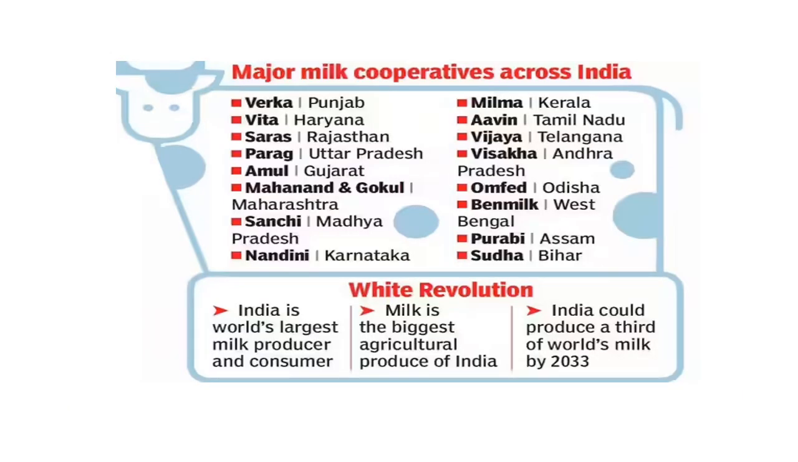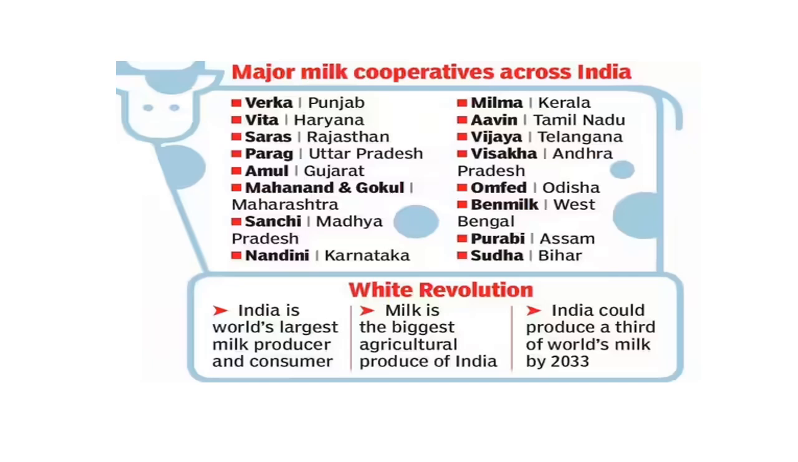Here we can see some of the major milk cooperatives across India. The most famous Amul is from Gujarat and next very important is Nandini from Karnataka. There are others like Vita from Haryana, Verka from Punjab, Saras from Rajasthan. In Maharashtra it is Mahanand or Gokul. In Madhya Pradesh, Sanchi. In Kerala, it is Milma. Tamil Nadu, it is Aavin. In Telangana, Vijaya. In Andhra, it is Visakha. In West Bengal, it is Banglar Milk. In Assam, it is Purabi. And Bihar, it is Sudha.